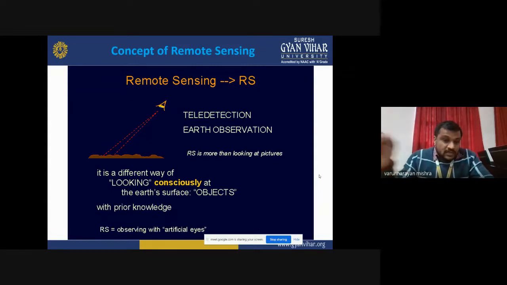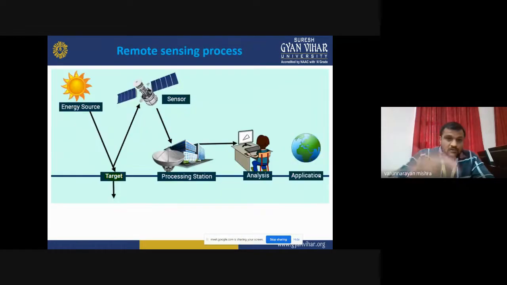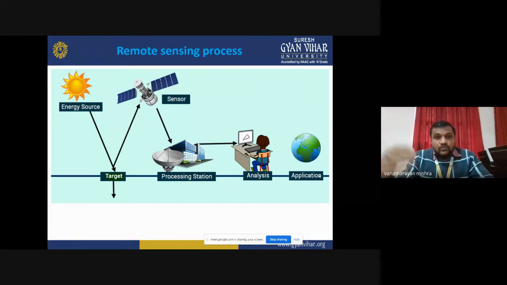So remote sensing can be considered as artificial eyes in the space through which we observe the earth surface. We monitor the changes in different natural resources or different disasters and other kinds of human activities and man-made activities, or you can say the natural activities can be observed through the remote sensing process. So this is a very commonly used process for remote sensing.